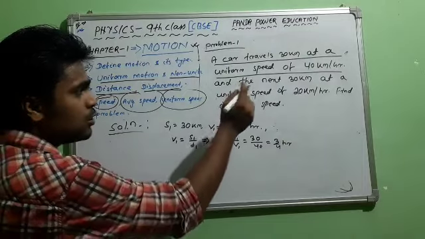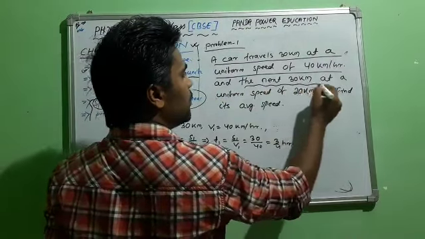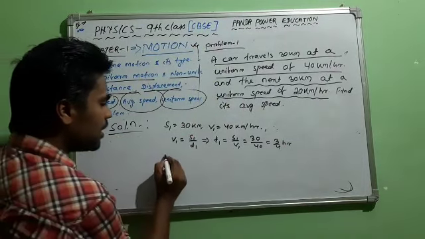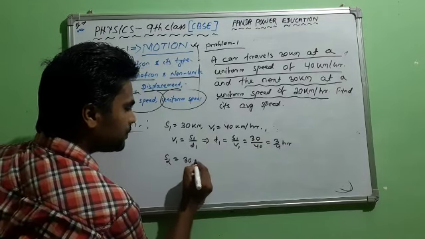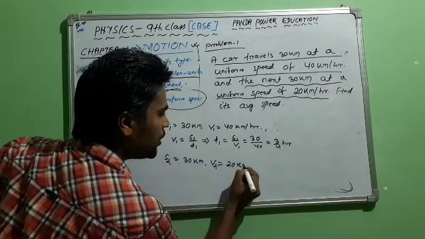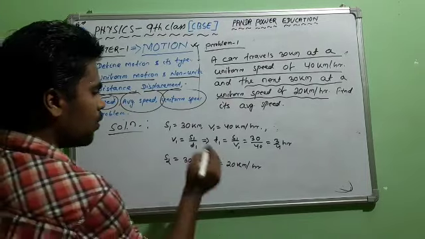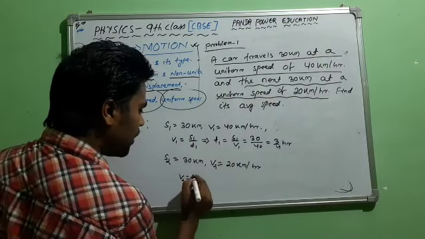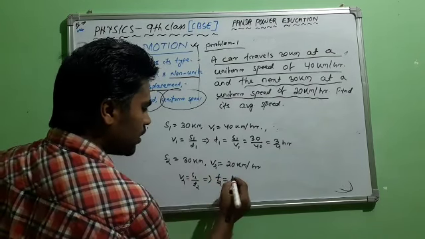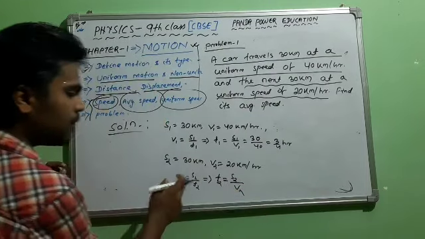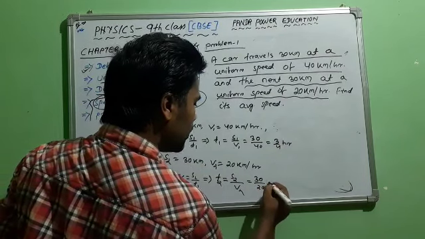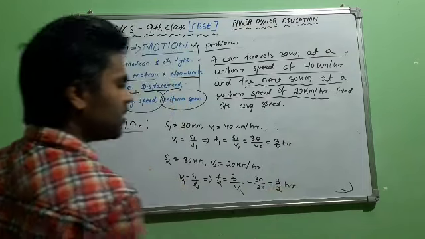Next, case 2. Here the next 30 km at a uniform speed of 20 km per hour. The next 30 km, here S2 is equal to 30 km and V2 is equal to 20 km per hour. Now what is the formula? V2 is equal to S2 divided by T2. Now T2 is equal to S2 divided by V2. Got my point? Now T2 is equal to 30 divided by 20, which is 3 by 2 hour. Got it?